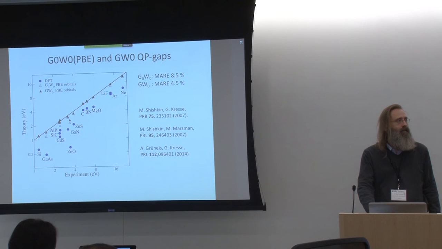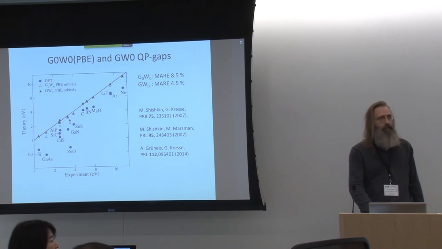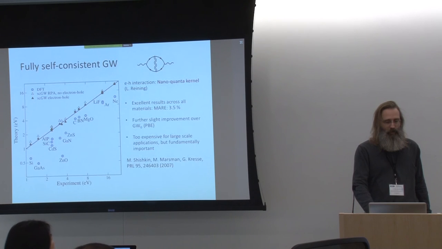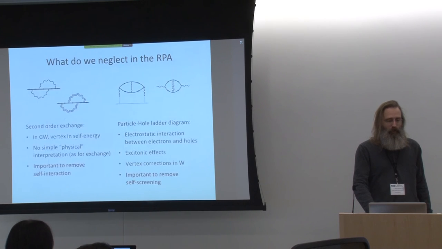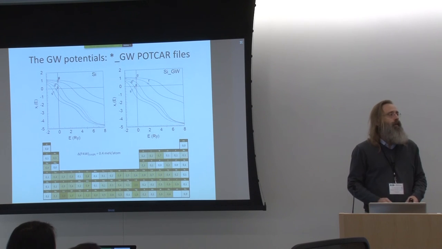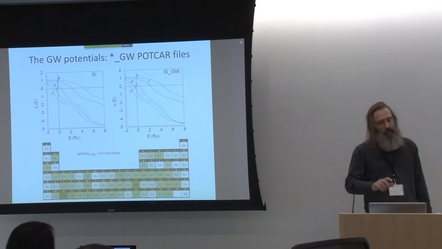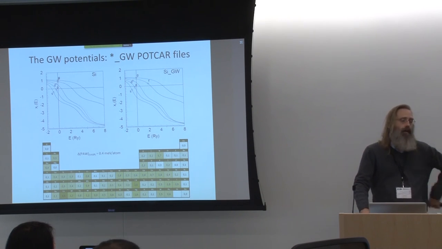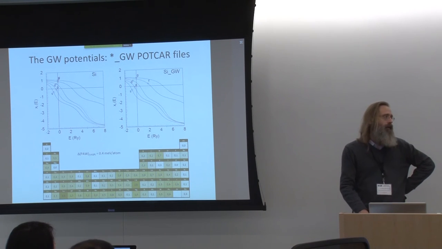So we have a couple of questions online. One I think was very similar. In which areas does HSE outperform GW? Well, in terms of G naught W naught, for small gap systems, hybrid functionals often do better. If you then compare to GW naught, which is a slightly more expensive calculation, I would say they're on par.